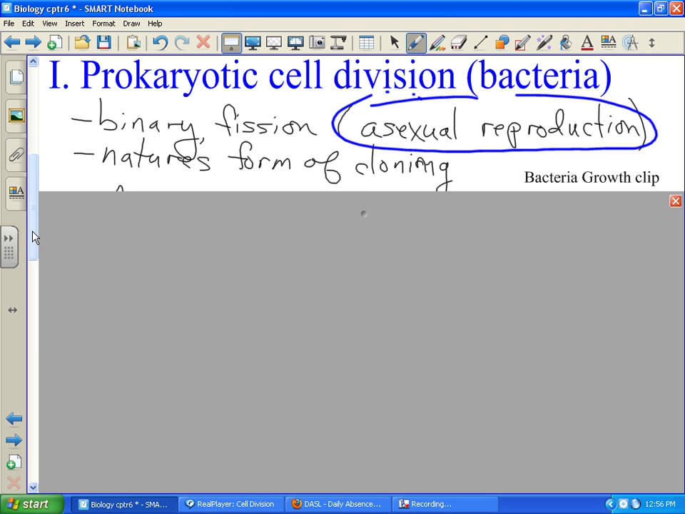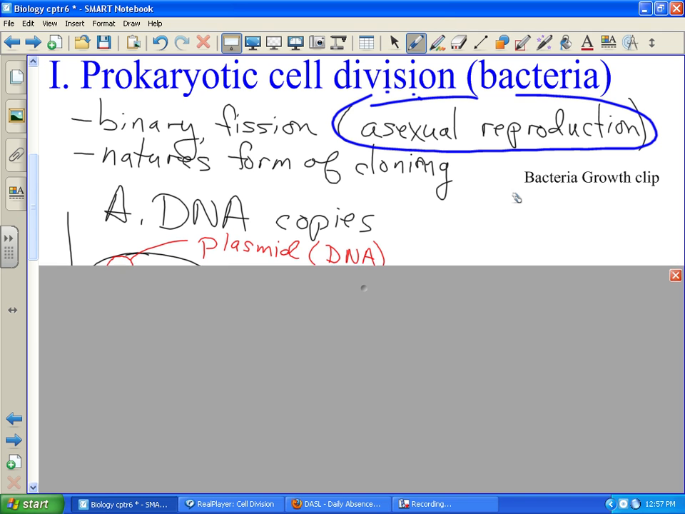And it's nature's form of cloning. Bacteria have been doing this method of cell division for billions of years, potentially. Okay, so it's a very effective method of getting more offspring. The downside is it doesn't give you much variety. So you've got a bacteria dividing. Its offspring are going to be exactly the same as what the parent was. Okay. Steps. Let's look at the first step.